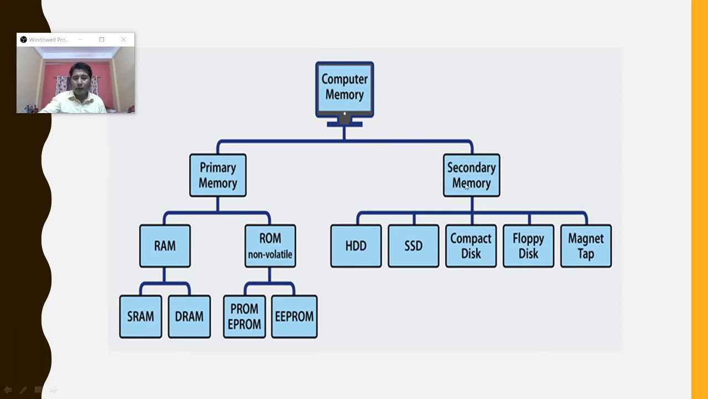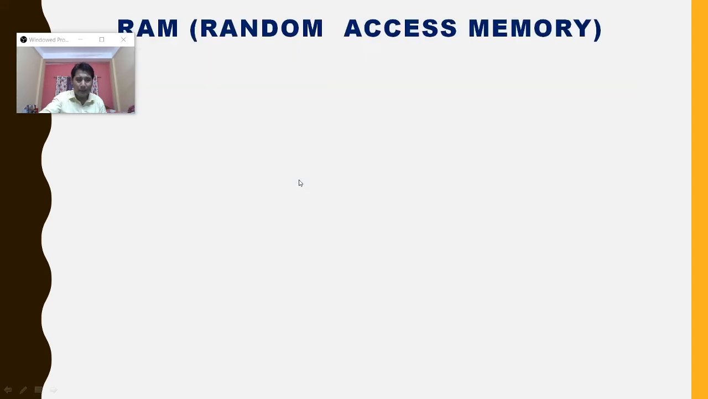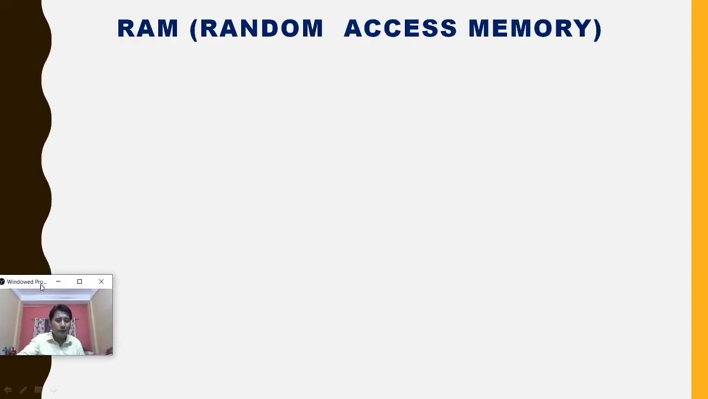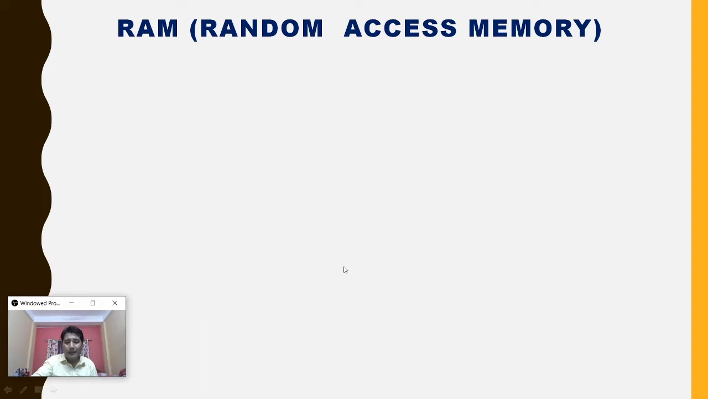Now the secondary memories are some of the external memories. We can also call it an auxiliary memory. So hard disk drive, solid state drive, compact discs, floppy disks, magnetic tapes come under the secondary storage memory or secondary memory. So today we will go through the primary memory, that is RAM and ROM.